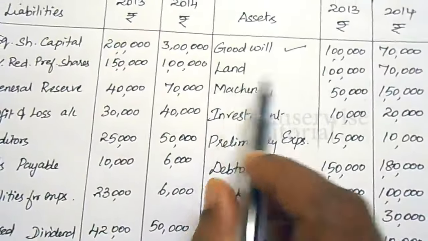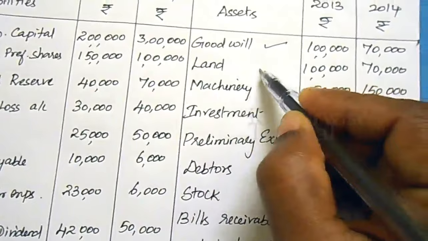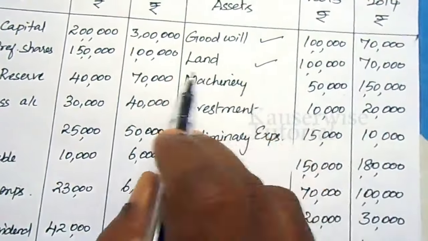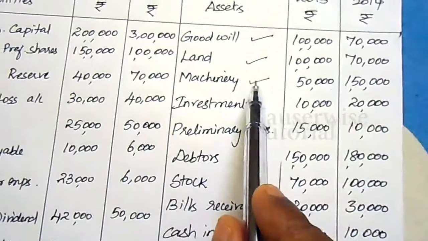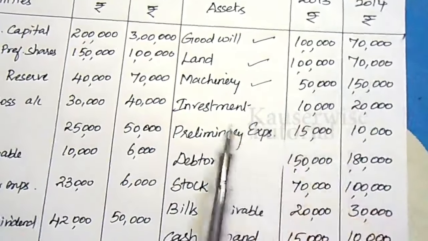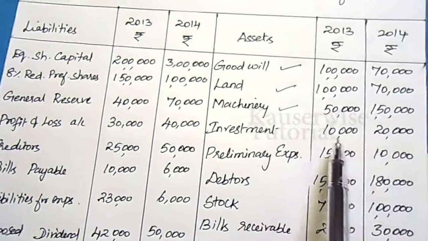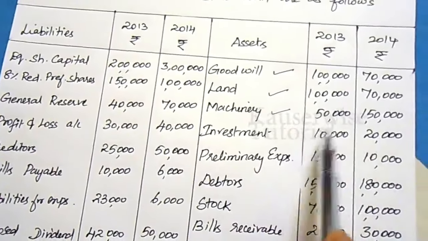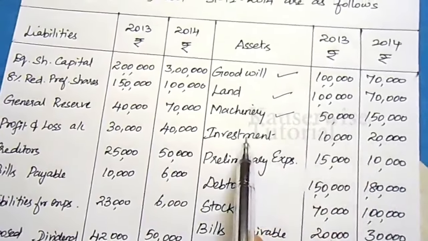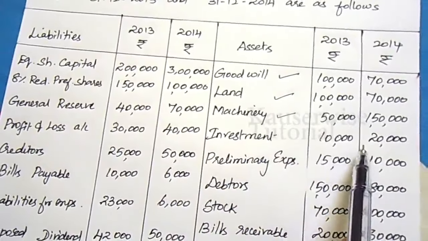Then look at the land. For land we have already prepared a separate ledger and we have entered the depreciation under the debit side of the adjusted profit and loss account. For the machinery account also we have entered the depreciation under the debit side of the adjusted profit and loss account. There is no adjustment regarding investment. So just find the difference. Last year 10,000, current year 20,000. What is the difference? 10,000 increased, which means purchase of investment. So this will be shown under application of fund.